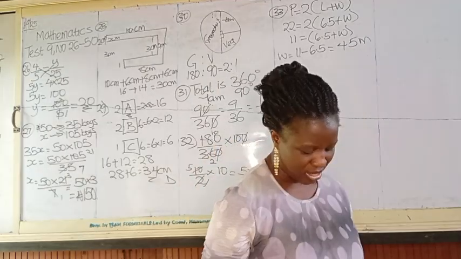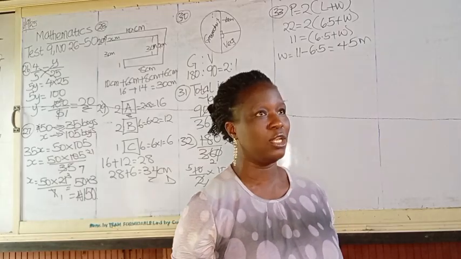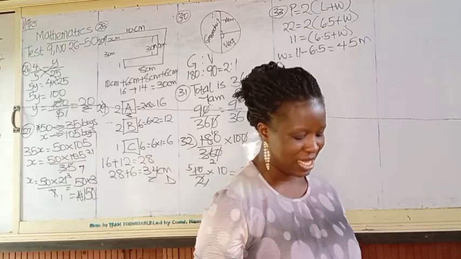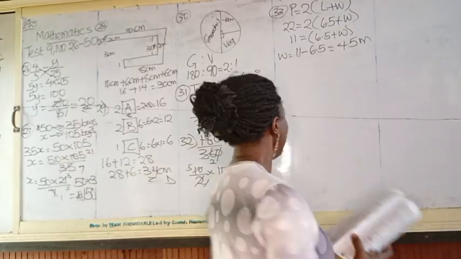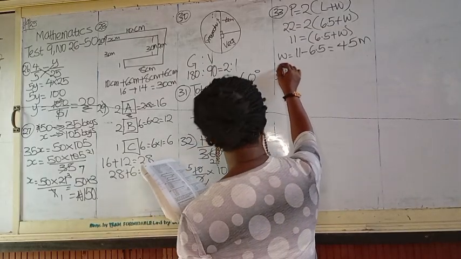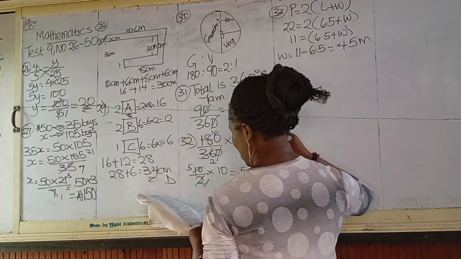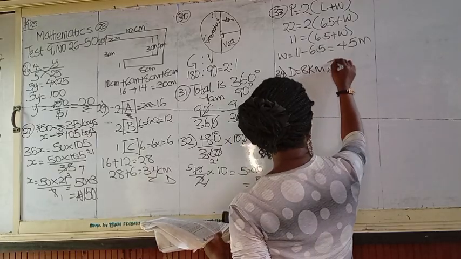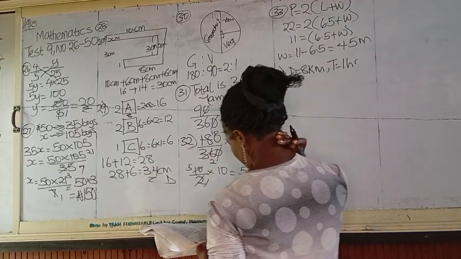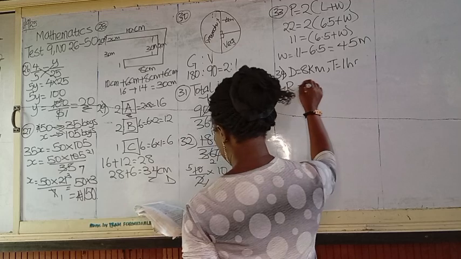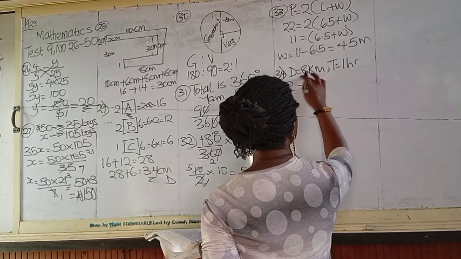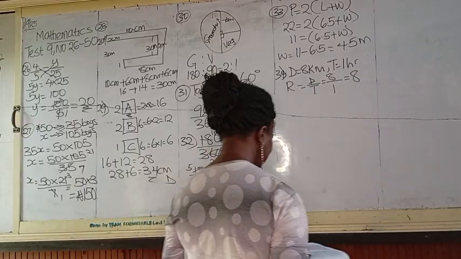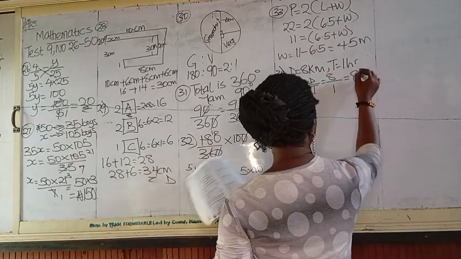Question number 34 says, in an hour, Dele walks 8 kilometers. How long will it take her to walk 14 kilometers at the same rate? Number 34, let's interpret the question and put the formula. The distance covered, D, is 8 kilometers. The time used is 1 hour. And to find the rate, rate is equal to D over T, which is going to be 8 over 1, which is equal to 8 kilometers per hour. That is for the first part of the question.